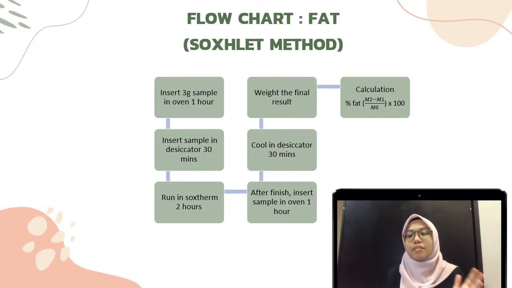To determine the fat content, Soxhlet is the method used in our project. First step, insert a 3 gram sample in the oven for 1 hour. Then insert the sample in the desiccator for 30 minutes and run it in the Soxtherm for 2 hours. After it finishes, insert the sample in the oven for 1 hour and cool in the desiccator for 30 minutes. Lastly, wait for the final result, then use the formula to determine the fat percentage.